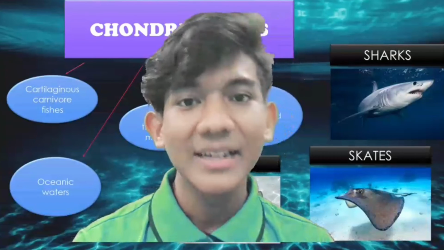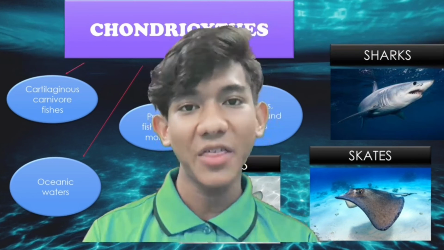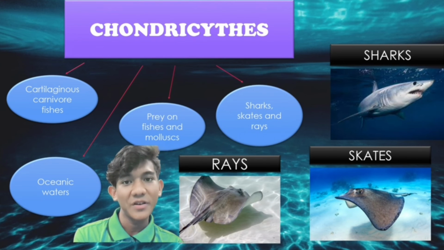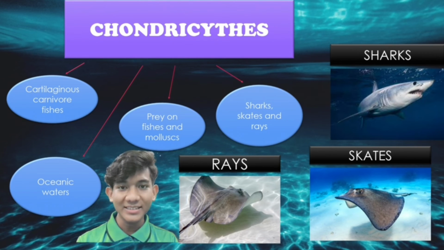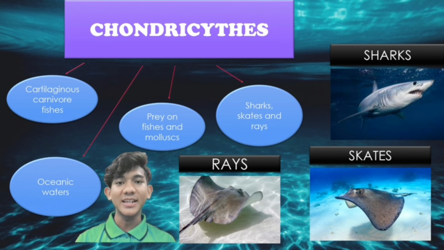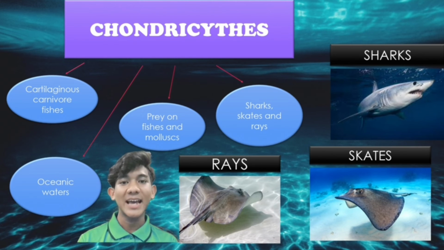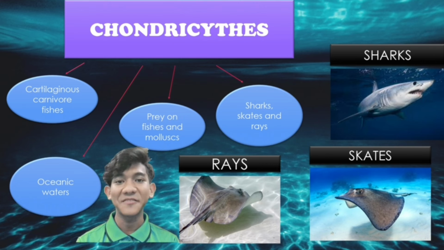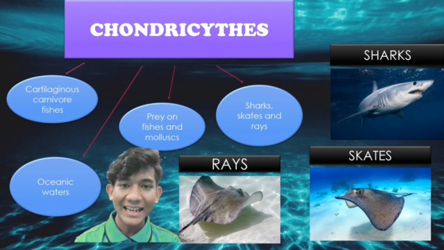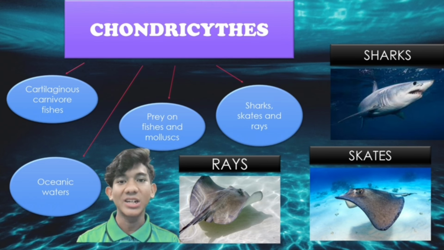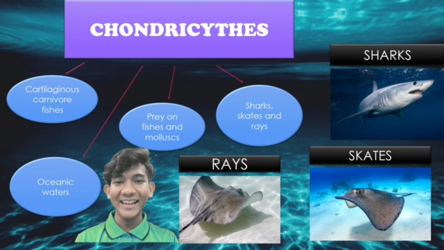And now moving on to the first subcategory of Gnathostomata. First off, we have Chondrichthyes. Chondrichthyes are cartilaginous carnivorous fishes that usually live in oceanic waters. They mainly prey on fishes and mollusks, which are organisms that have shells, for example, oysters and clams. Some of the examples of Chondrichthyes are sharks, skates, and rays.